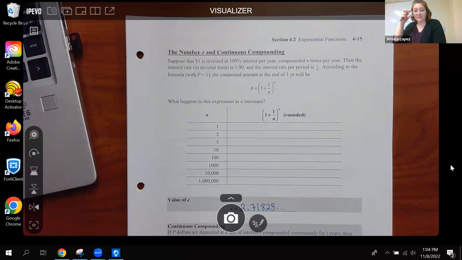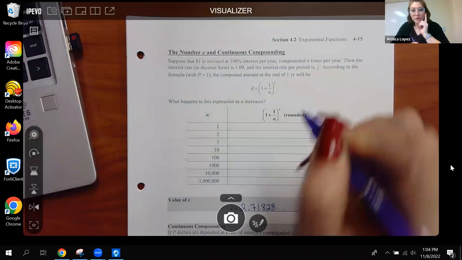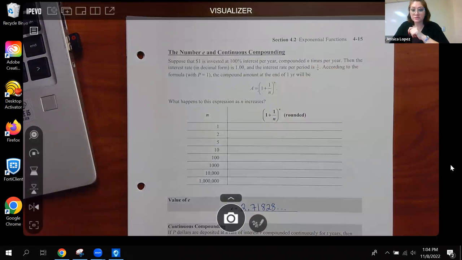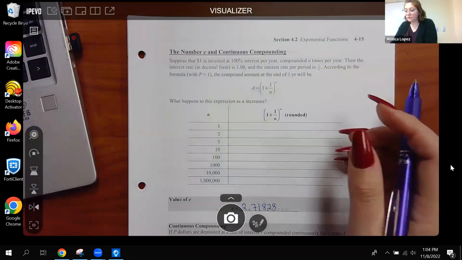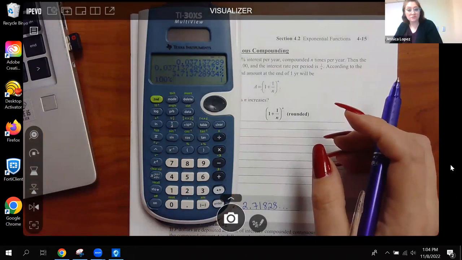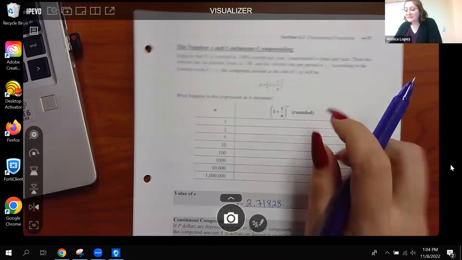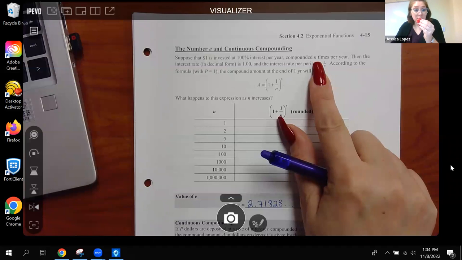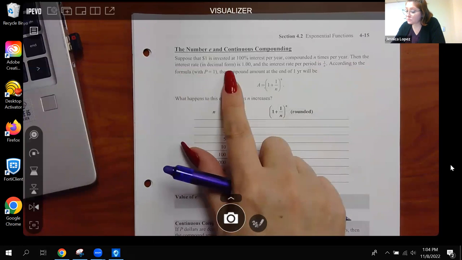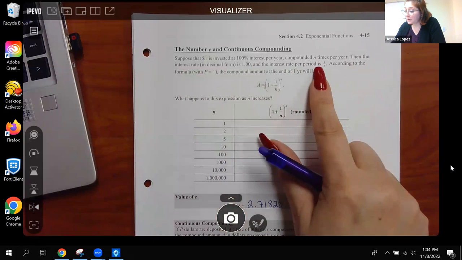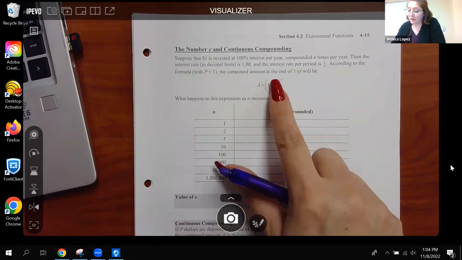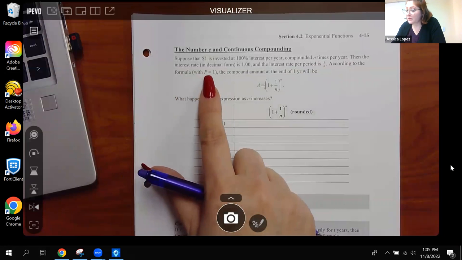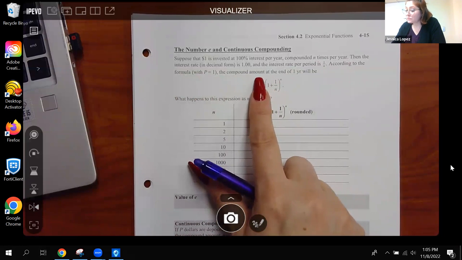So we're gonna do this little exercise here that's gonna help us figure it out, okay? So it says, suppose that $1 is invested, which means your P is $1 at 100% interest, which means your R is 1, right? If you put 100%, it tells you it's 1, so that's the R. It doesn't tell you the number of times it's compounded, because remember we said we're trying to get as close to continuously as possible. Then your interest rate is 1.00, and the interest rate per period is 1/n, which is this thing represented here, right? R/n.